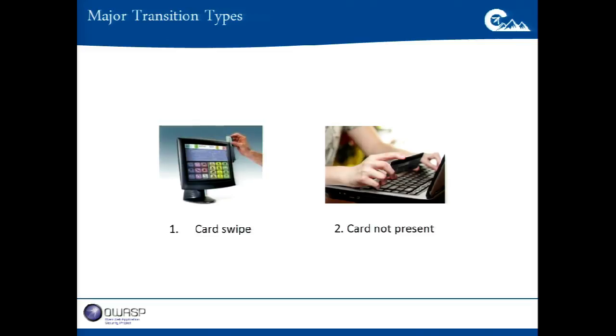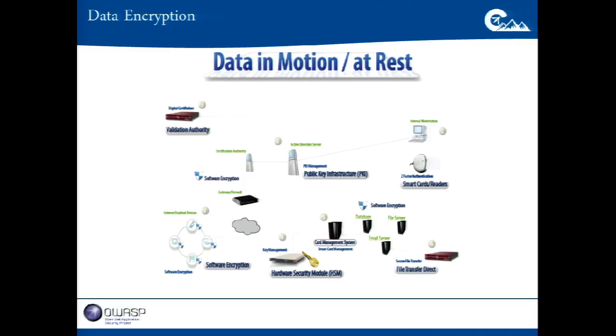So mostly we will focus on card swipe today, because that's where the POS malware comes into the picture. A lot of things have been done to make sure that the credit card data is secured. It's secured at rest, and it's secured while it's being transmitted.